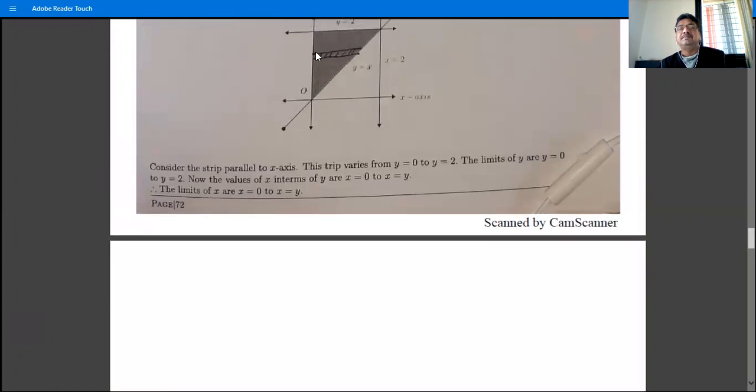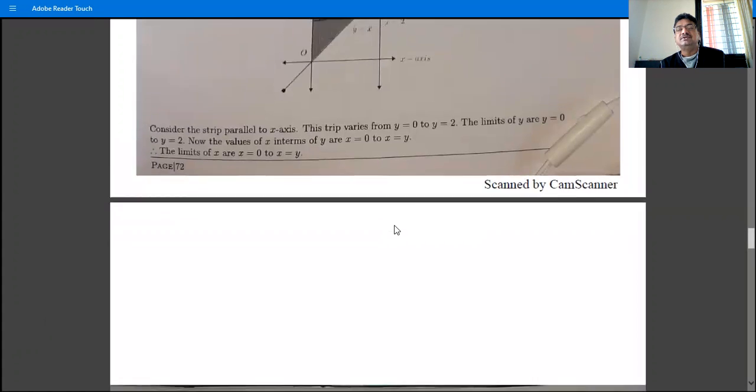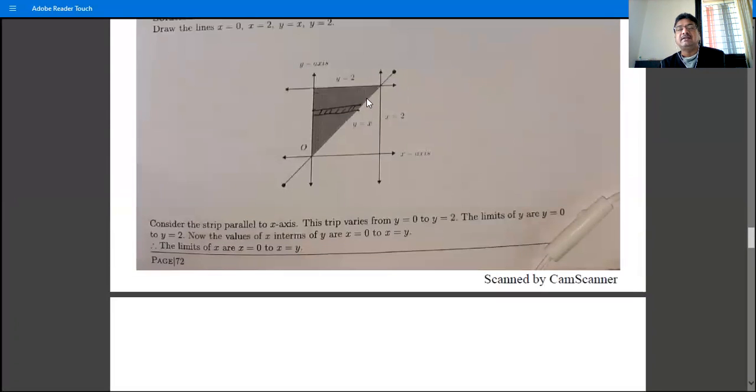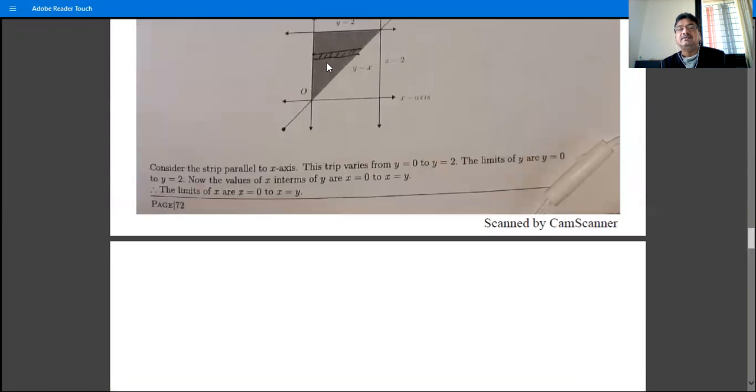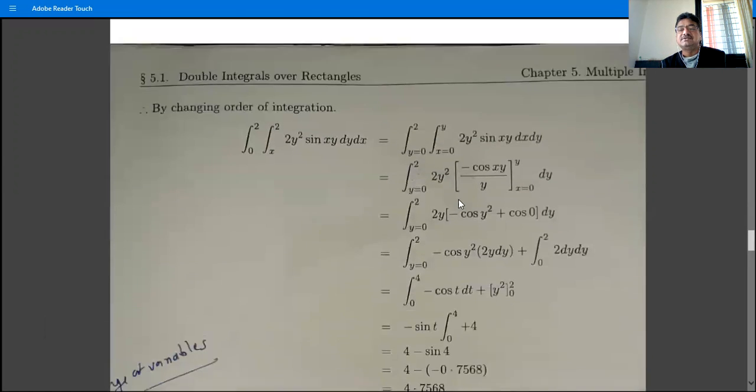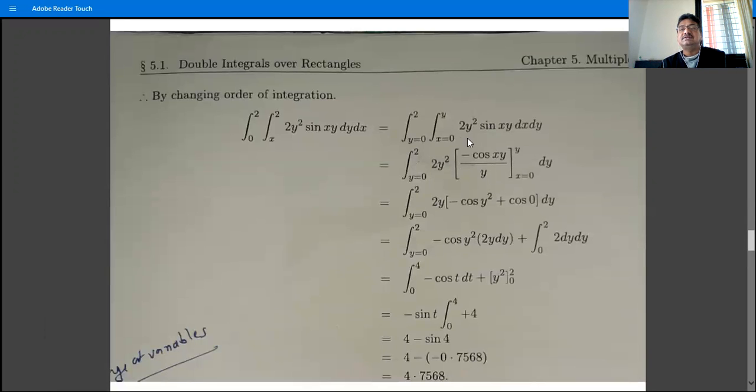So one end of the strip touches the line x is equal to 0, so x is equal to 0 is the lower limit, and the other end touches y is equal to x, meaning x is equal to y is the upper limit. And in order to cover this area, we have to move this strip from this point to this point, therefore y runs from 0 to 2. At this place y is 2, so y runs from 0 to 2, and then solve this integration.